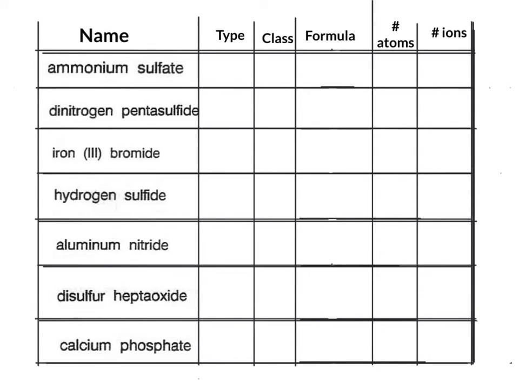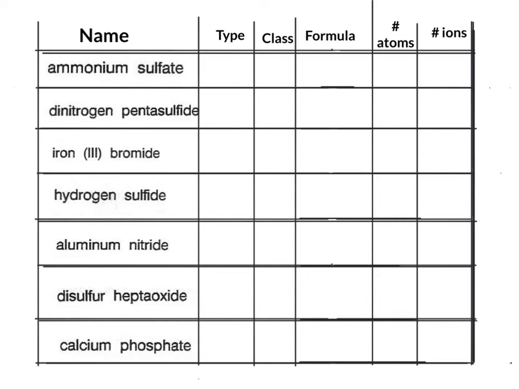So we have ammonium as our type is ionic, classification. In this case, we have a salt. Again, we do not have a hydroxide. For our formula, we need to write out each of the ions. So ammonium is NH4+, sulfate is SO4, 2 negative. We want to make sure we have both of those polyatomics in their parentheses.